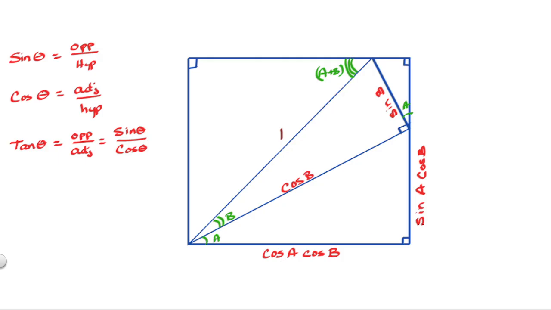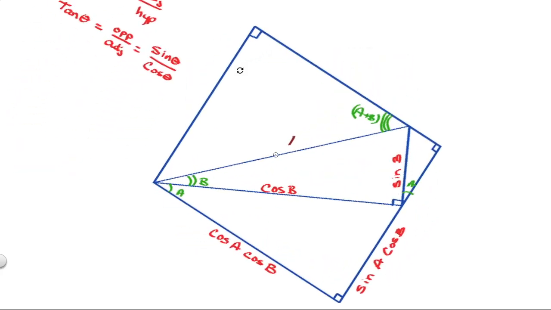In a similar fashion, this leg over here must be sine A cosine B, because when we divide sine A cosine B by the hypotenuse cosine B, we just get sine A. So now we've filled in the legs for this triangle as well as its hypotenuse. We have the legs of this triangle as well as the hypotenuse. Now we can move around. Let's spin this a little bit.